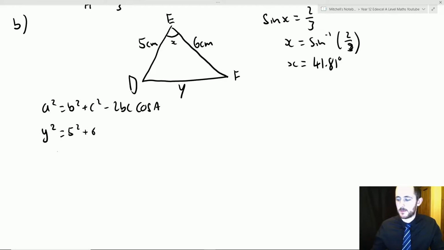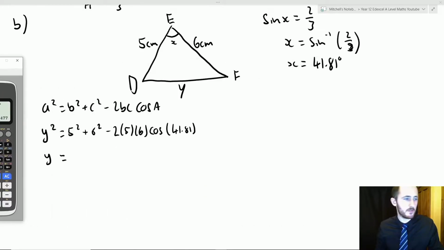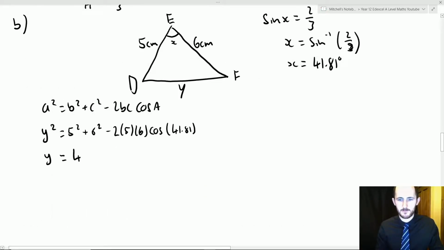5 squared plus 6 squared minus 2 times 5 times 6 times cos 41.81. And then all we need to do is square root it and get our value. Nice and easy. So 5 squared plus 6 squared minus 2 times 5 times 6 cos 41.81. Then square root the answer. 4.03, let's call it, centimeters. 3 significant figures.